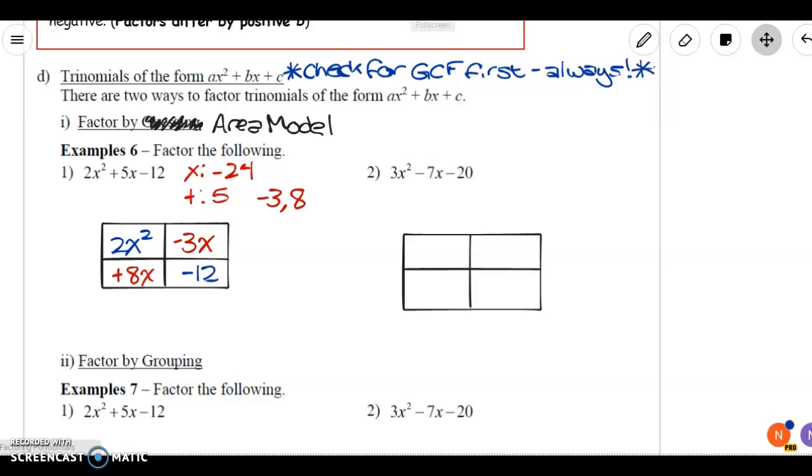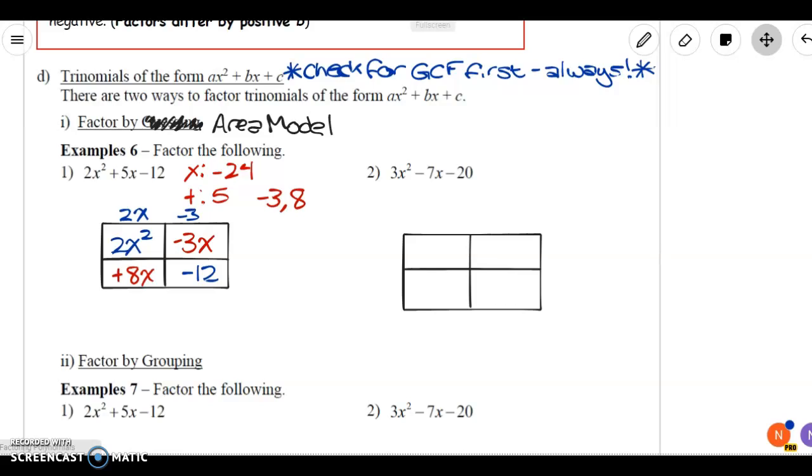Now what we can do is factor each column and each row. Let's start off with the columns since that's what we did last time. 2x squared and 8x. Find the greatest common factor. They're both multiples of 2, and they both have an x, so that would be 2x. For the next column, we have negative 3x and negative 12. Both negative numbers, although as long as at least the first one is a negative number, that's enough, and they're both multiples of 3.